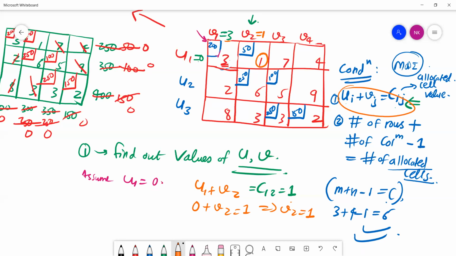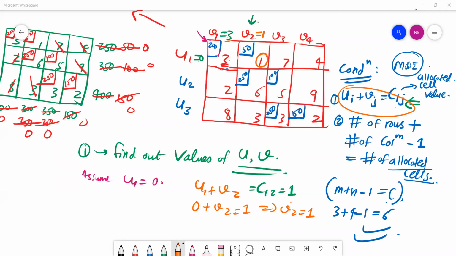Now what will be the next thing that we can find out? Which variable, anybody can just help me out? Which variable can be the next variable that we can find out? We have found out the values of u1, v1 and v2. Yes? U2 we can find. Correct.